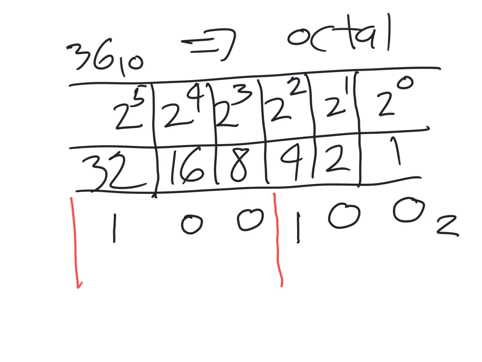Okay. So this is going to be 4. Right? 1, 2, 4. And then this is going to be 4, just the way it works out. So that would be 44. Okay, so go to decimal, go to binary, and then go to octal.